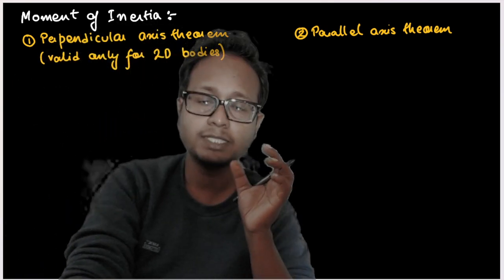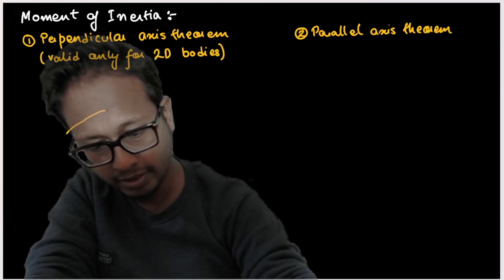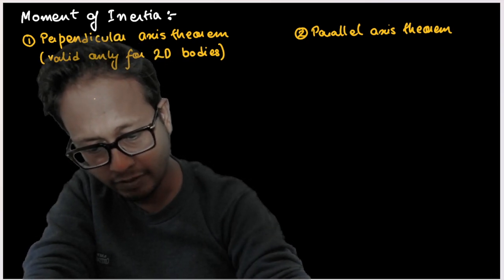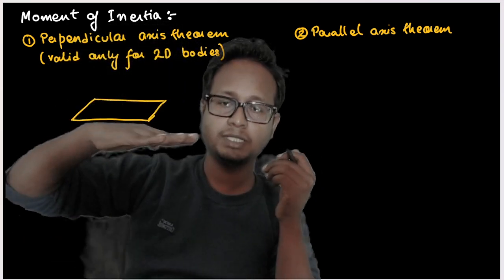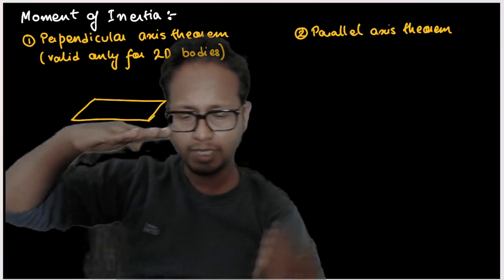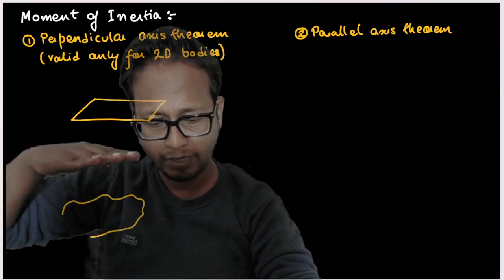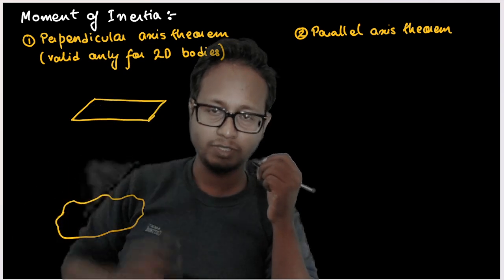So what the perpendicular axis theorem says is that suppose there is a 2D shape. I'm taking a plane of paper, and the plane of paper is in this plane. Let's say any shape in this plane, not necessarily a rectangular shape, but the shape has to be in this plane, and the shape is 2D. That means there is no thickness of this plane.